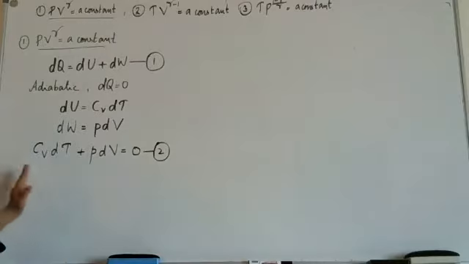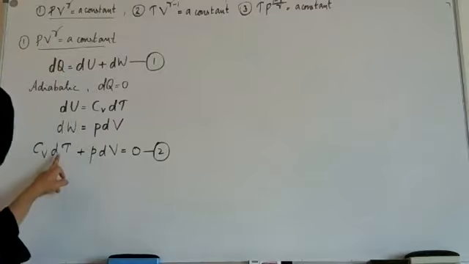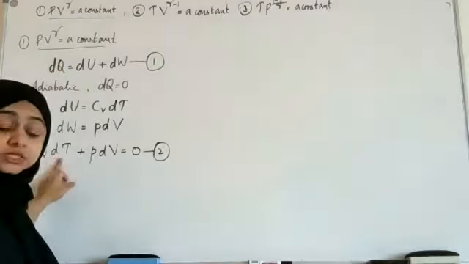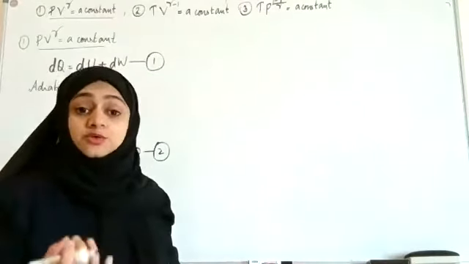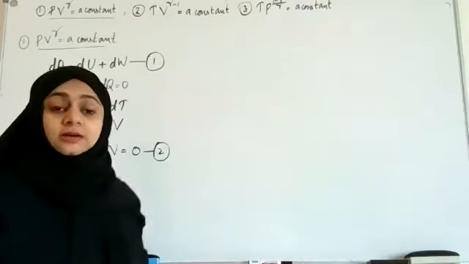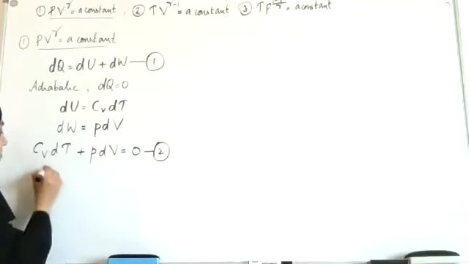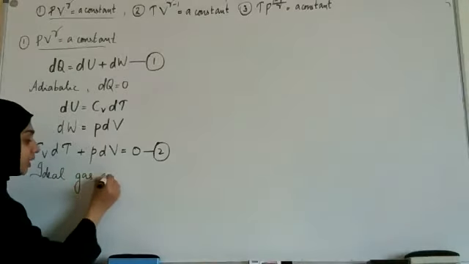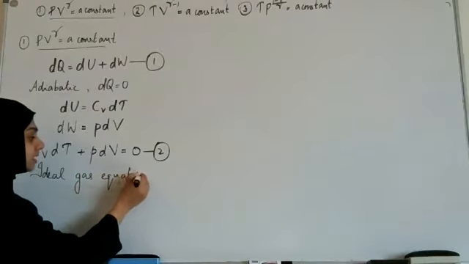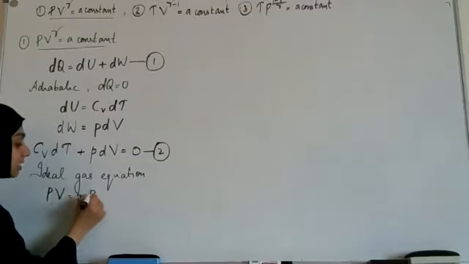Now, I'm planning to derive this equation, right? So I have pressure and volume here. I don't want temperature, so I don't want this dt here. So I want to somehow eliminate this dt. So for that, I'm going to consider the ideal gas equation for 1 mole of gas. So what is the ideal gas equation? Ideal gas equation is PV is equal to nRT.